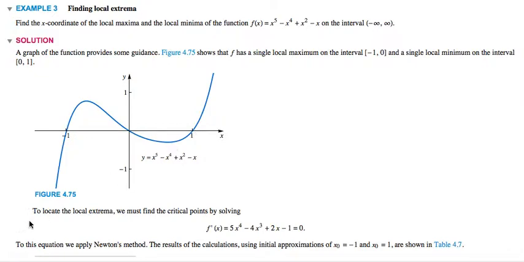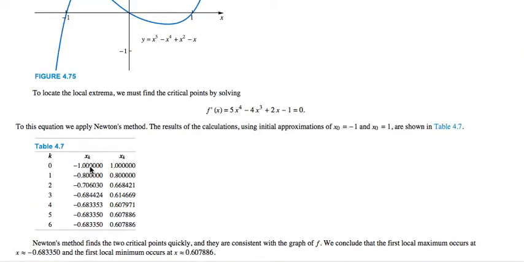So remember, this involves the first derivative test. We're going to take the derivative: 5x^4 - 4x^3 + 2x - 1. We're going to set this equal to 0. Here your book gets a little bit lazy and says let's approximate these at -1 and +1. We can see those approximations are pretty far off, but watch how quickly these converge.